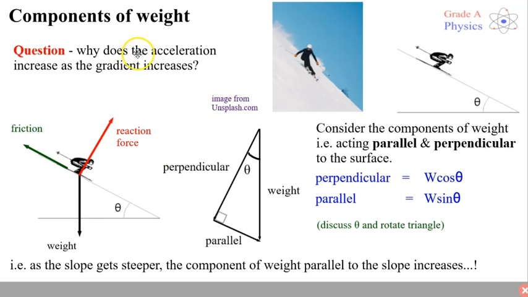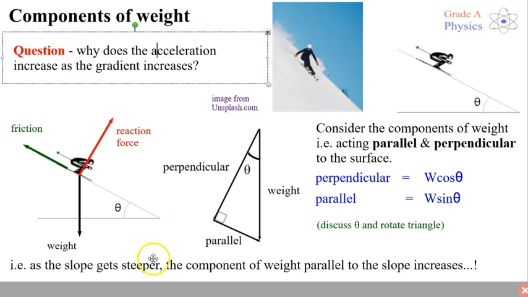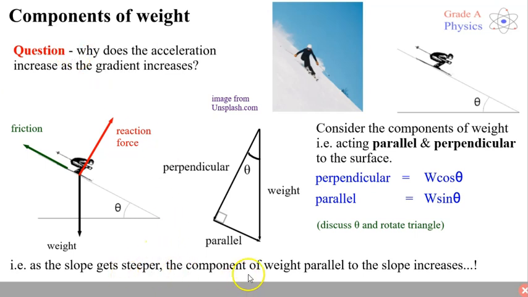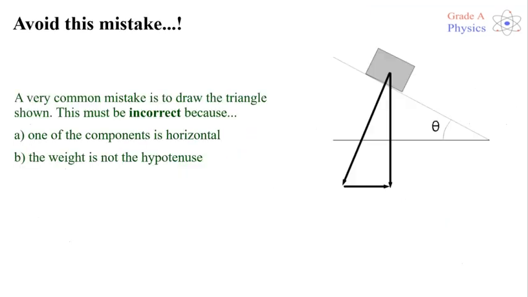So going back to our initial question, why does the acceleration increase as the gradient increases? As the slope gets steeper, the component of weight parallel to the slope increases. Therefore, we have a greater accelerating force down the slope, and the acceleration is greater according to F equals ma, Newton's second law. Okay, so lots and lots of information in there, but effectively all we're doing is right angle triangle, SOHCAHTOA.